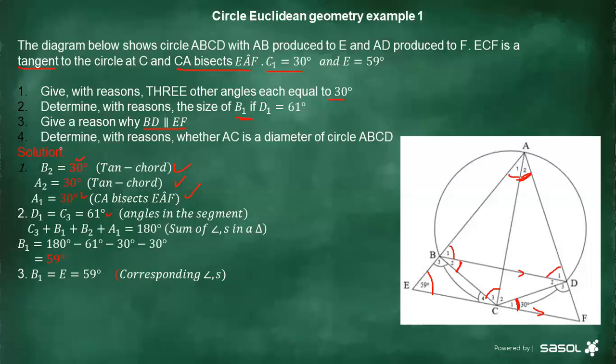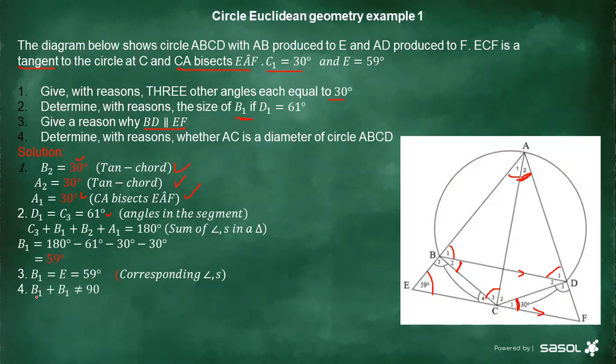And then number 4 says determine, with reasons, whether AC is a diameter of a circle ABC. We want to know whether AC is a diameter. It's going to be easy for you to know how to prove whether a line is a diameter or not, if you understand that theorem that is talking about the diameter, but only if you know that theorem. But if you don't know, then this question is going to be difficult for you to understand or to answer. All right, now let's see how we prove that.